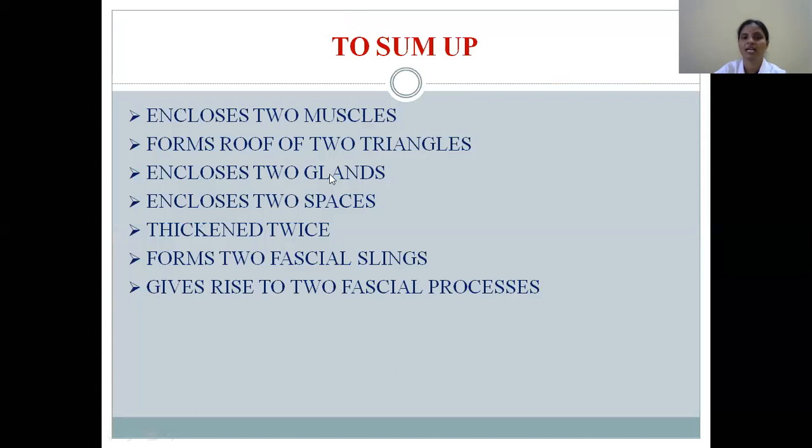Then enclosing 2 glands, which are the submandibular gland and parotid gland. And enclosing 2 spaces. What are these 2 spaces? Suprasternal space and supraclavicular space. Then thickened twice. Thickened twice means as it is ascending superficial to the parotid, where it is thickened, it forms the parotidomasseteric fascia.